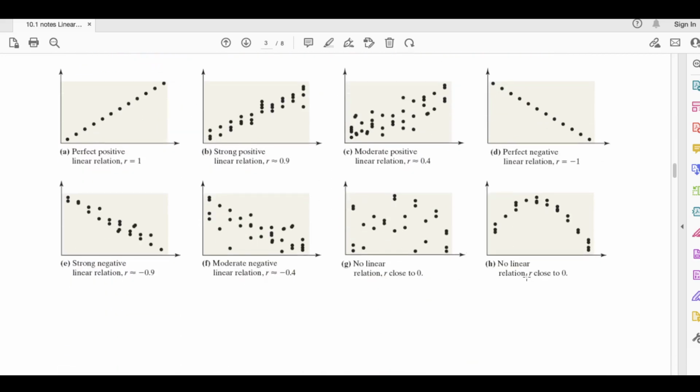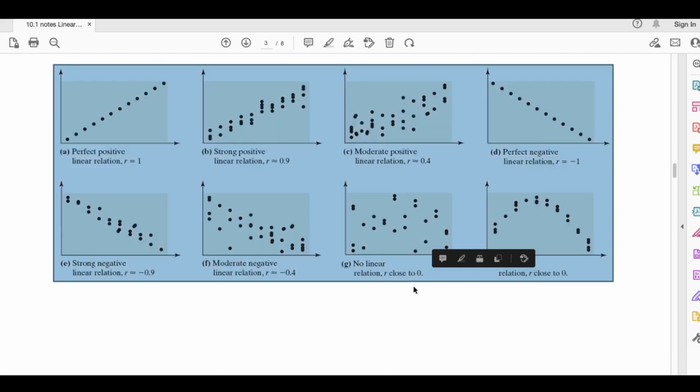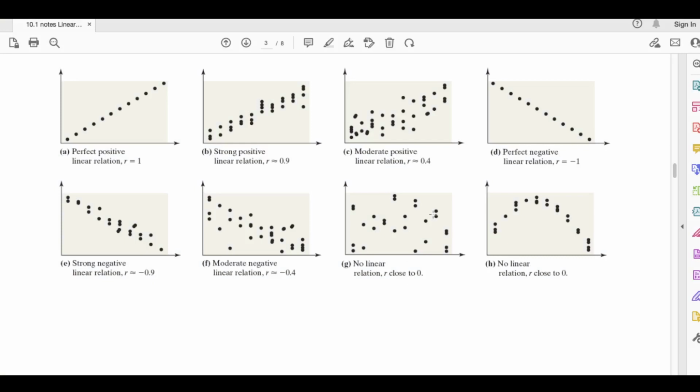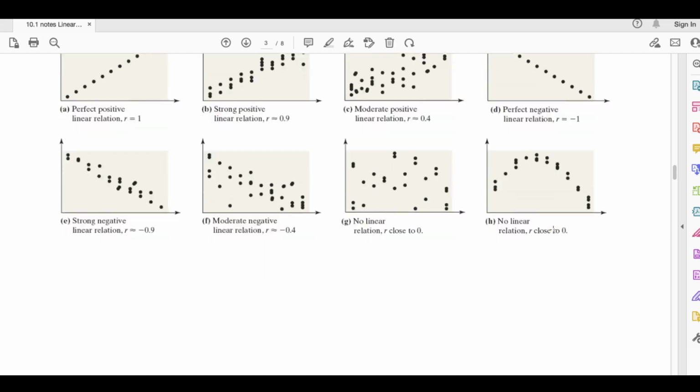Like here, R is close to 0. So don't just focus on positive or negative. Here, R could be negative 0.01 or negative 0.09. But that doesn't mean we automatically have a negative linear relationship, right? So it's very important to pay attention. Here, R could be 0.02. That does not mean we have a positive linear relationship, because the number itself is close to 0. So always look at the magnitude of the number.